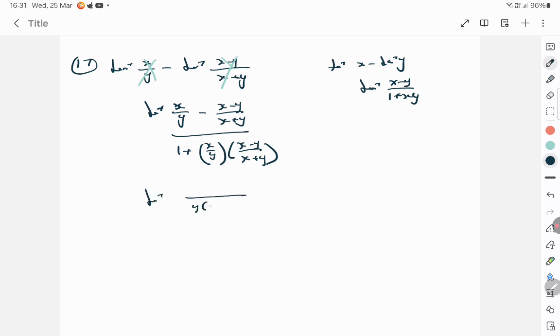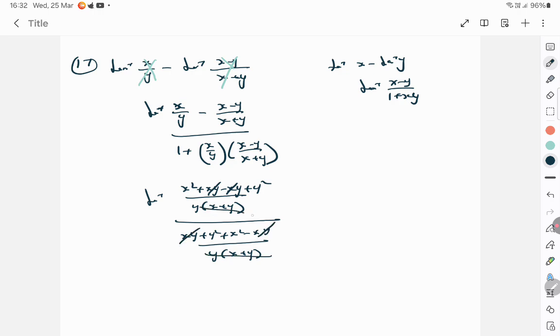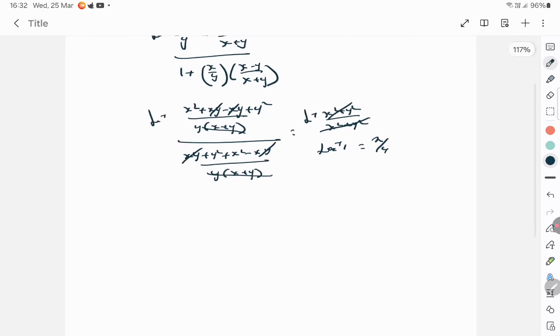Let's take an LCM, y into x plus y. So there will be x square plus xy minus xy plus y square. And then similarly take LCM for the denominator also. It's xy plus y square plus x square minus xy. The denominator gets cancelled. This itself is tan inverse of x square plus y square by x square plus y square, which is again tan inverse of 1. Where will you get 1 in which angle? Pi by 4 in tan.